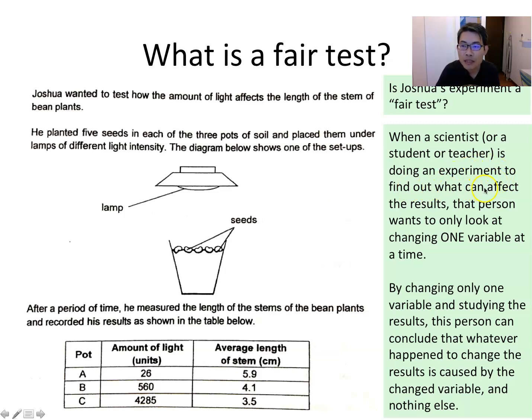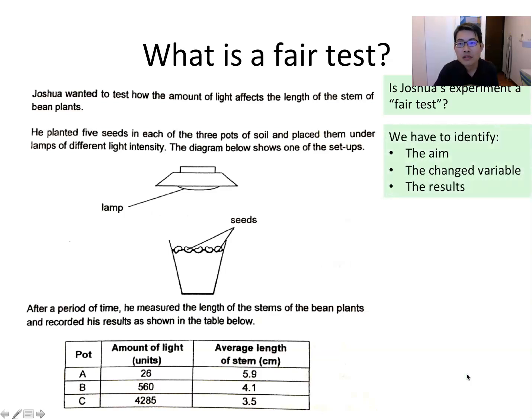It is to find out what can affect the results. So when a person is doing any experiment, it is to find out what can affect the result. That person only wants to look at one change variable. What will changing one thing affect the results? So by changing only one variable and studying the results, this person can conclude that whatever happened to change the results is caused by the change variable and nothing else. So to know whether it is a fair test or not, we must identify the aim, the change variable, and the results.